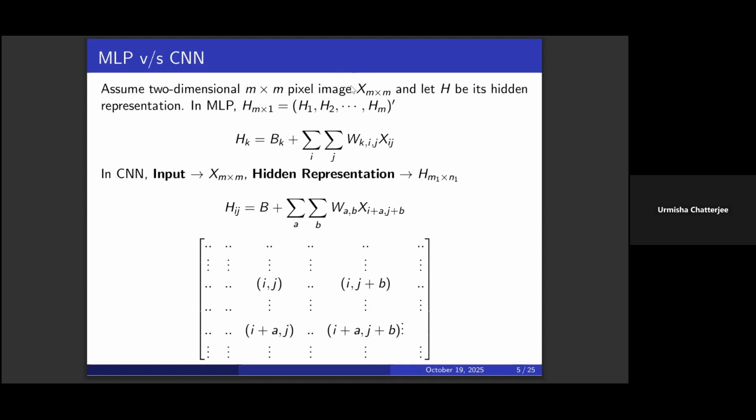So it is first vectorized into an m squared by 1 vector. Then it is a linear combination of all those values in each pixel plus a bias term. This was the MLP representation for one hidden node. Say for the kth hidden node, you have one bias bk, and then there will be m squared many weights wkij.